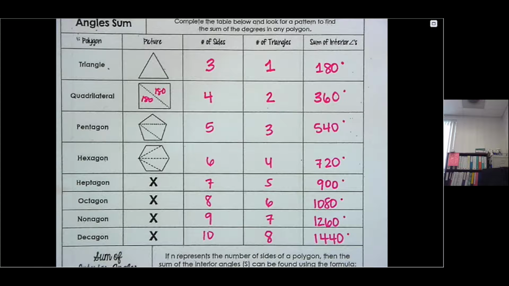After 10, we don't really have names anymore. So instead of calling it a decagon, that's 10 sides. Once you get to 11 sides, that's called an 11gon or a 12gon. A 13gon, a 14gon, a 300gon. We don't have names past really 10 that we talk about, just so you're aware. But let's say I go, okay, I want to know how many degrees are in a 29gon. How would you figure that out without having to go all the way through?